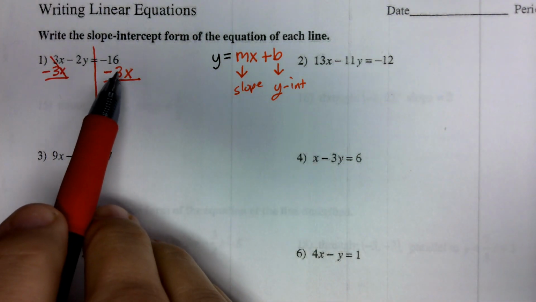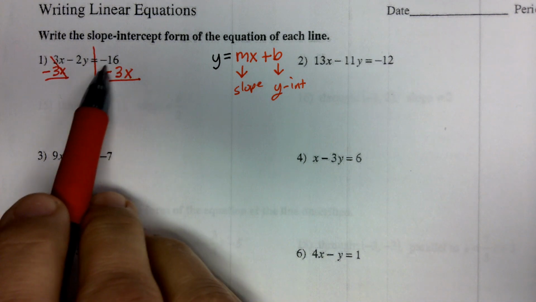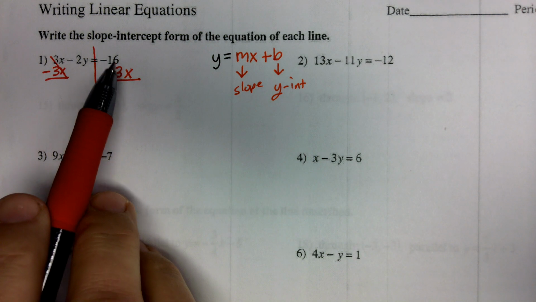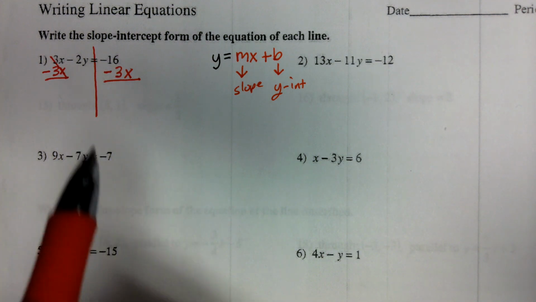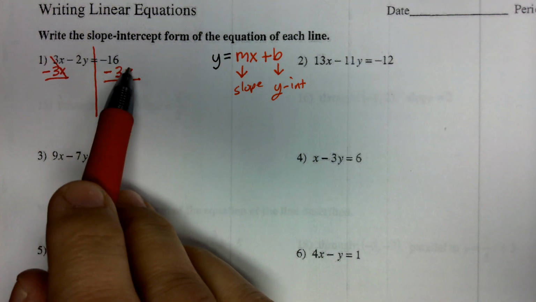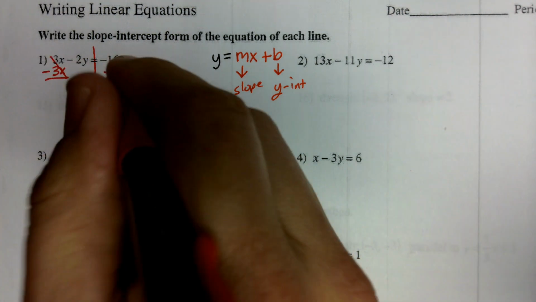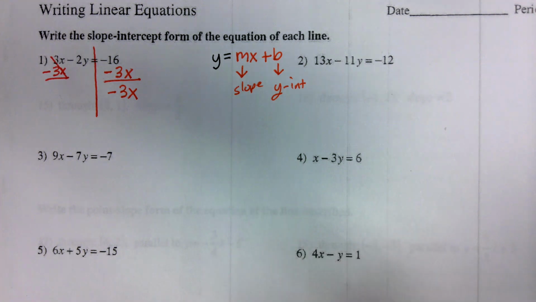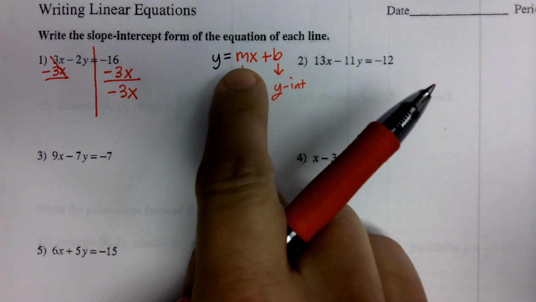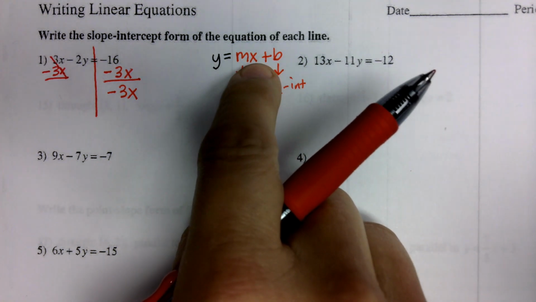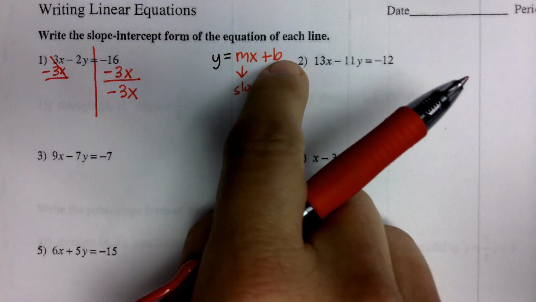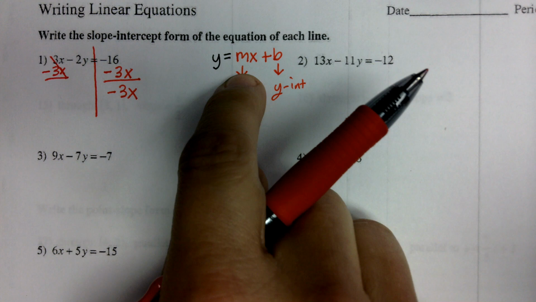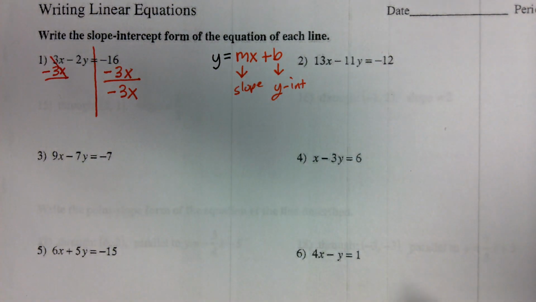Once I do that, you may be tempted to combine this negative 3x with the negative 16, but you cannot, because negative 16 does not have a variable. That is a constant value, while this is a variable because it has the letter in it. So I'm just going to rewrite it. I'm going to put my x first, because in slope-intercept form we have the slope first, then the x, and then our constant value. That's why it's called slope-intercept: the slope first and the intercept afterwards.